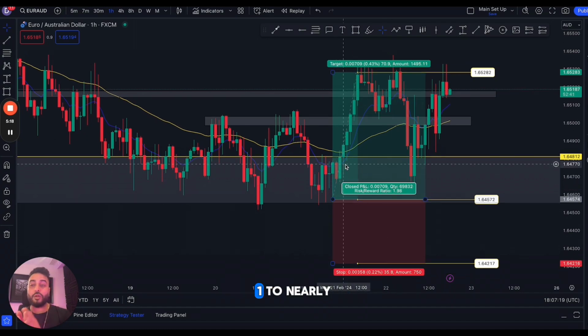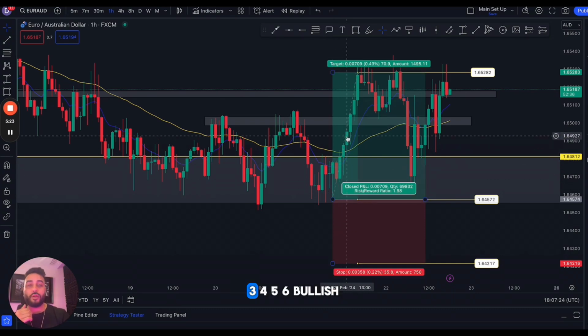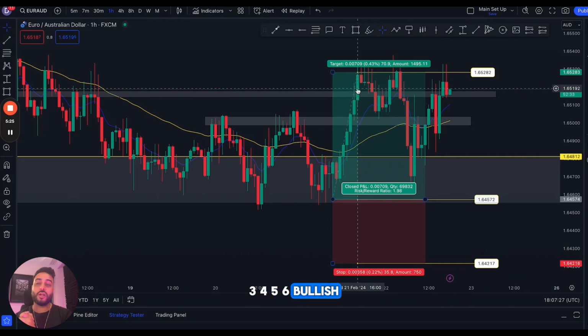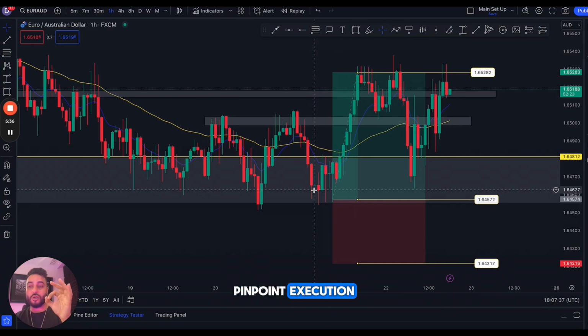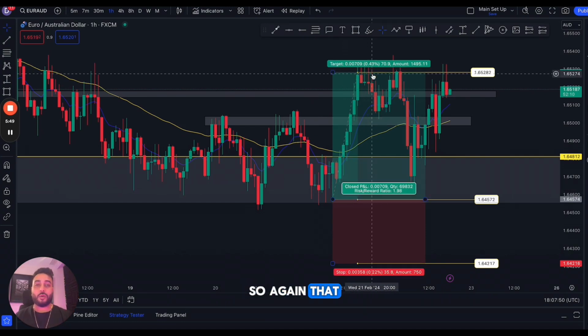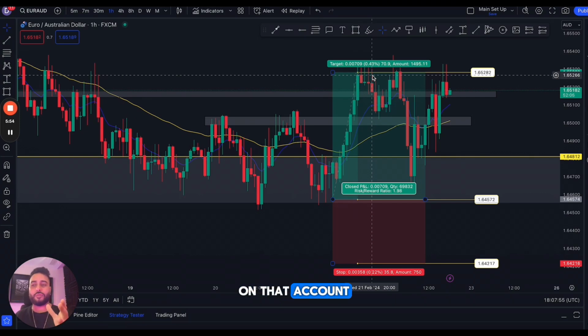This was an easy 1 to nearly 2 risk to reward. And look at this, 1, 2, 3, 4, 5, 6 bullish candlesticks in a row. Realistically, if you stuck to an hour time frame, you wouldn't have had a reason to get out of the trade. So this is what I mean by pinpoint execution. But you wouldn't have got this if you didn't look at all the other components of what makes up Euro Aussie. It's not only Euro Aussie, guys, it's numerous different currency pairs we put together. So that was a brilliant trade. It was 72 pips, 16,000 on that account that I showed you guys.